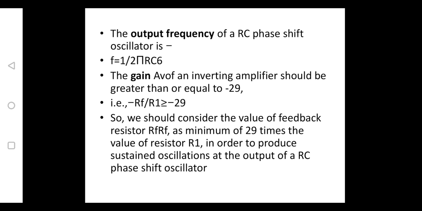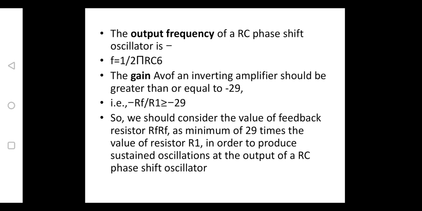If we want to calculate the output frequency of an RC phase shift oscillator, we know that F is equivalent to 1 by 2 pi RC. And here, instead of that, we need to represent it as 1 by 2 pi RC root 6 for an RC phase shift oscillator. And the gain of the amplifier should be greater than or equal to minus 29. And as the op amp is connected in inverting mode, the gain is minus RF by R1, which should be greater than or equal to minus 29.